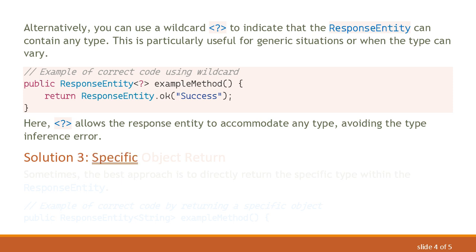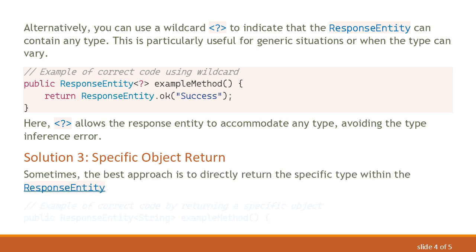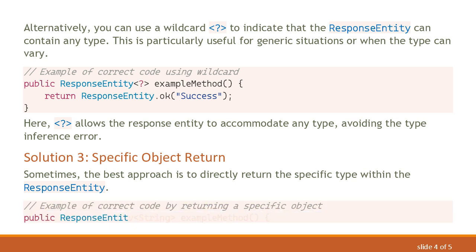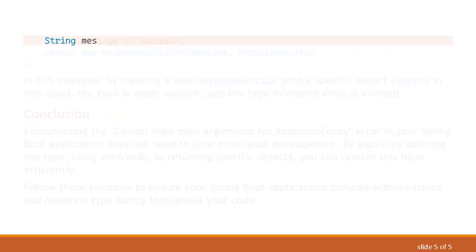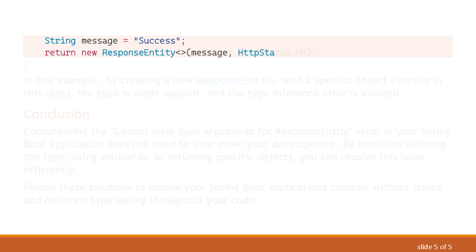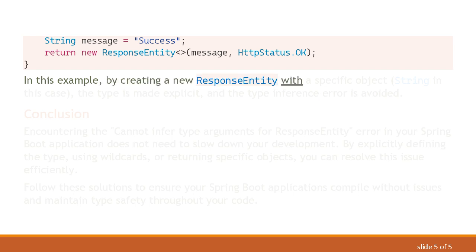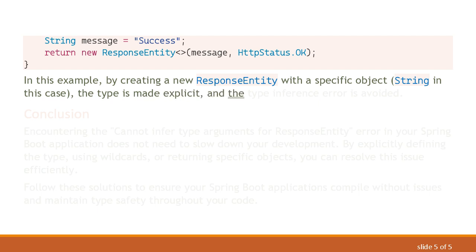Solution 3. Specific object return. Sometimes, the best approach is to directly return the specific type within the response entity. In this example, by creating a new response entity with a specific object, string in this case, the type is made explicit, and the type inference error is avoided.